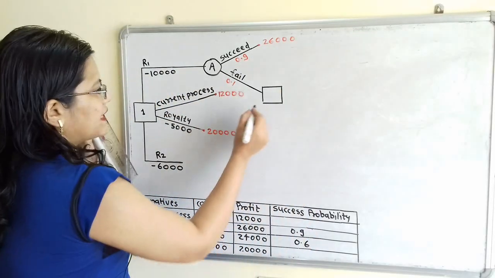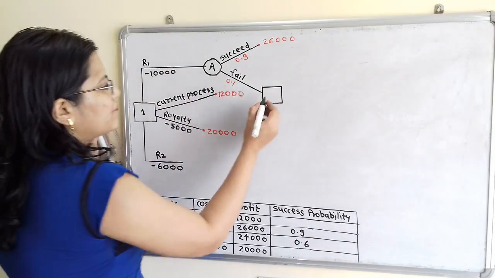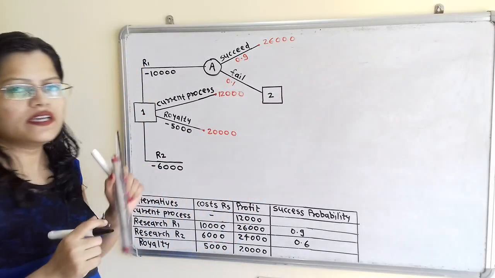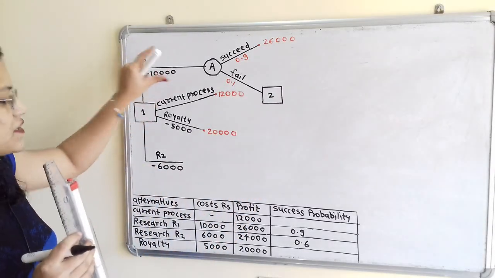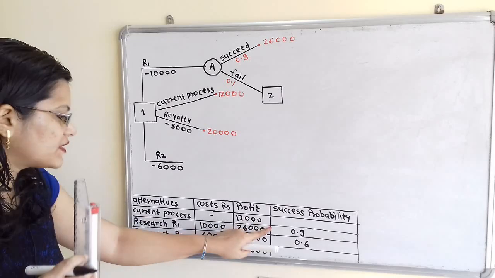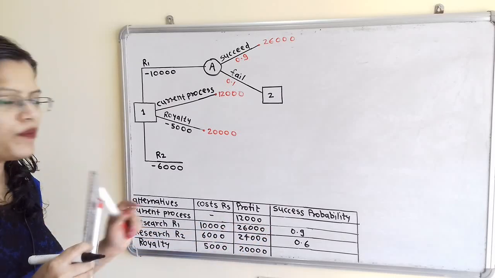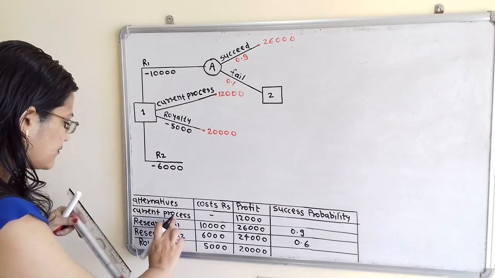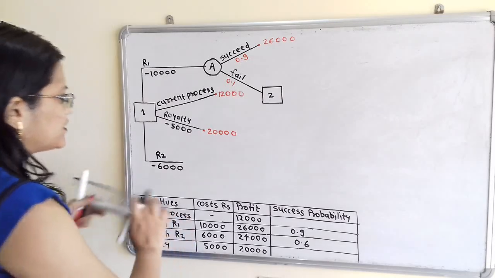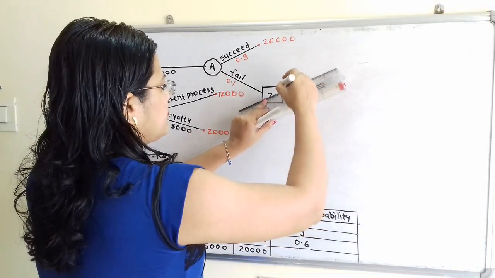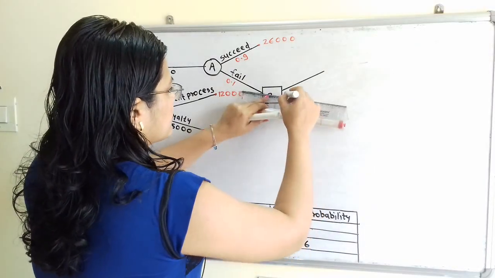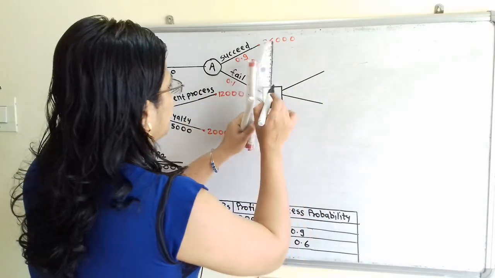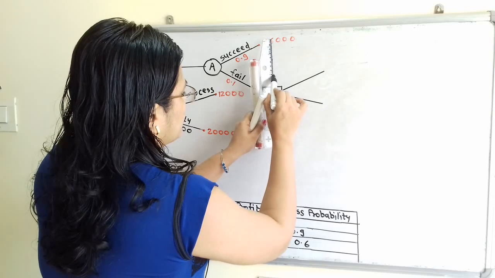So this will be our second decision. If research R1 fails, then here will be our second decision, so I will draw here the number 2. Now this is the failure of research R1, so the remaining three options we have to mention. First we will take here the current process and royalty. And the third option that we have to write here is the research R2.